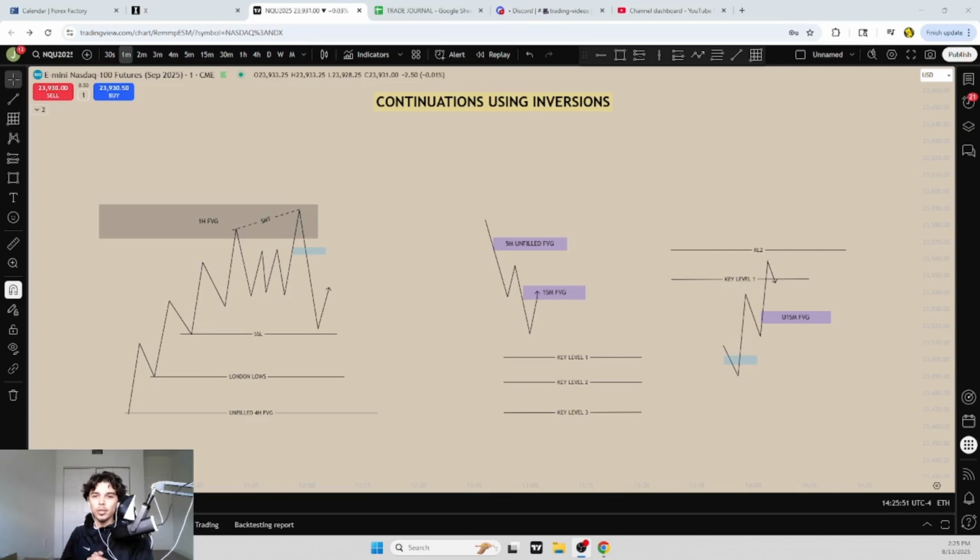Today is August 13th. It's going to be day 30 of the beginner's blueprint. I think this should drop like the 14th or 15th. But today we are going to be learning about continuations with inversions, right? Pretty simple. This video is going to be fairly short because all we're essentially doing is just looking for conditions to open up, right? What are conditions? 5/15 minute fair value gaps. Looking for those to open up, tap into those, and an inversion out of it, right?